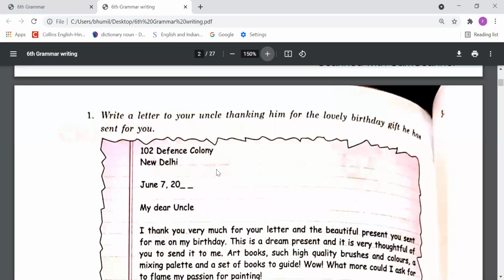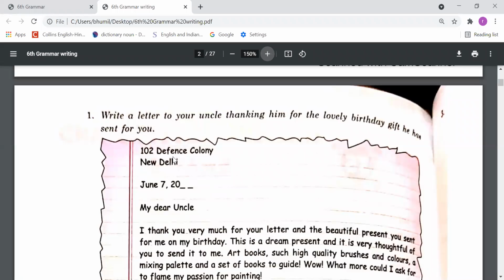This letter you have to write in your fair notebook. Fair notebook means the notebook in which you do your homework of all the subjects, right? So you have to write this letter there. Write a letter to your uncle thanking him for the lovely birthday gift he has sent for you. Imagine it was your birthday, and your uncle sent a very beautiful gift for you, and now you have to say thank you to your uncle through a letter. So regarding this, you have to write a letter, right?